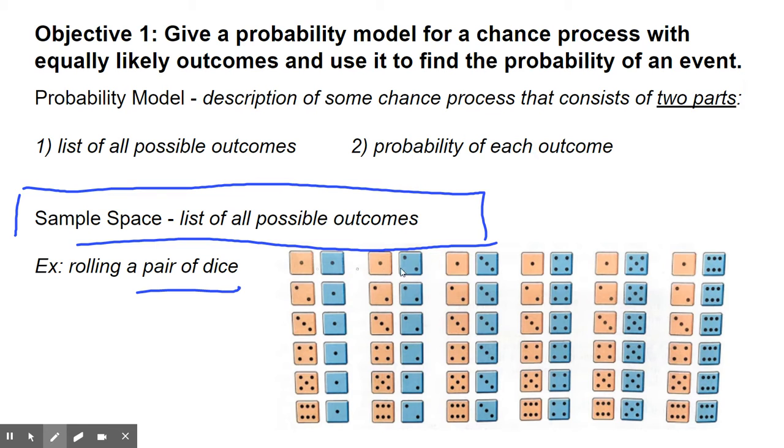You can see that the row says, okay, what if the first die is a 1? Then the other die could be 1, 2, 3, 4, 5, 6. Second row, what if the first die is a 2? 1, 2, 3, 4, 5, 6 for the second die, and so on, right?